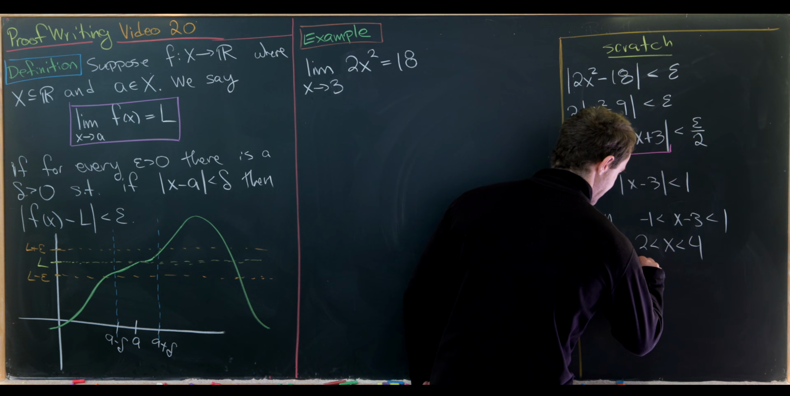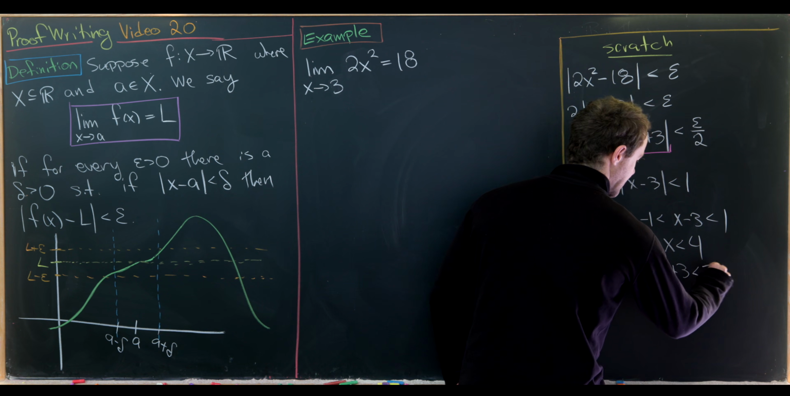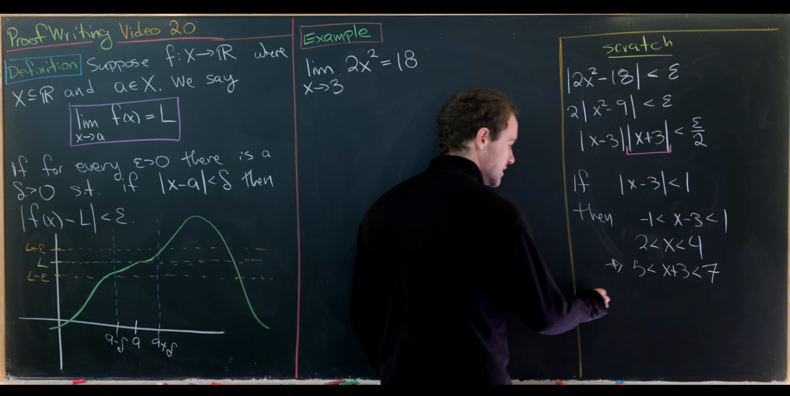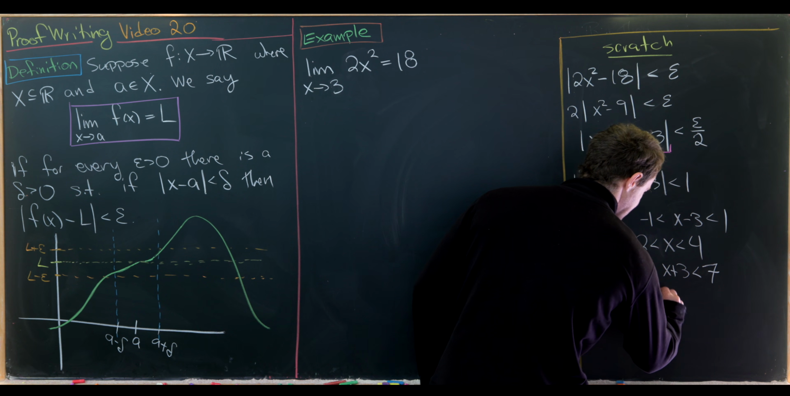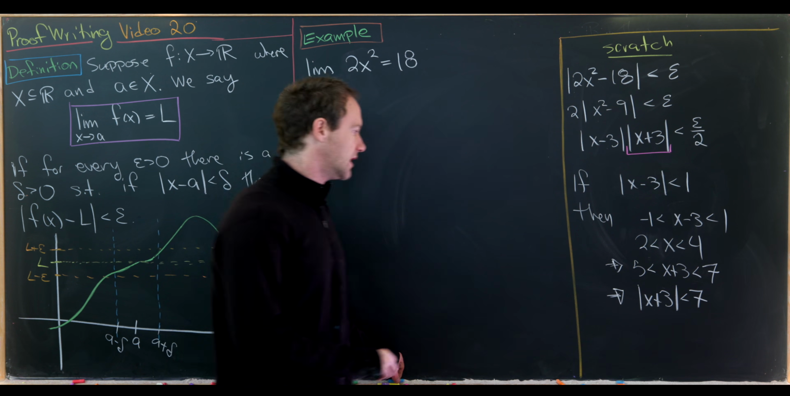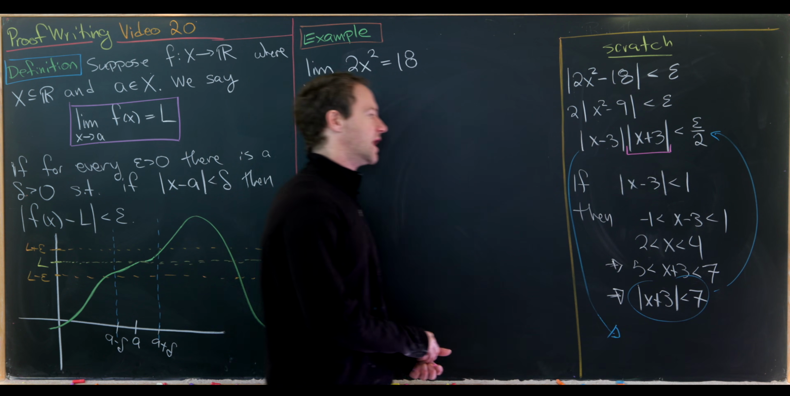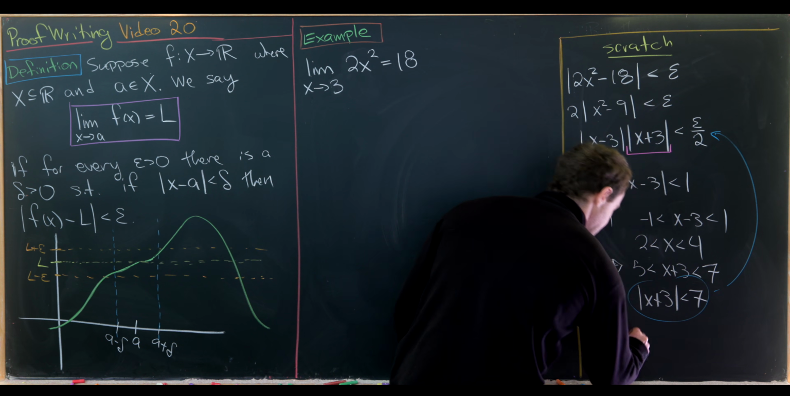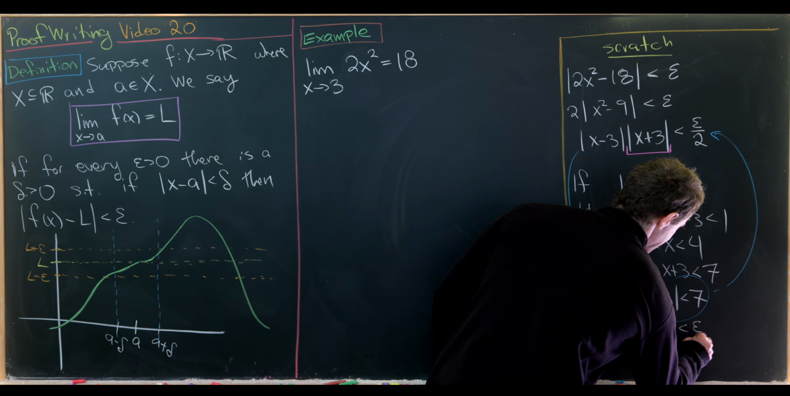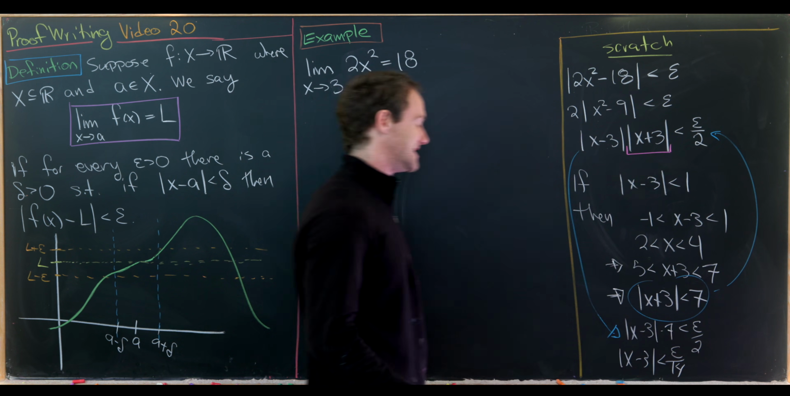Notice this means that 5 is less than x plus 3, which is less than, let's see, add 3, we have 7. But now taking the absolute value here doesn't really do anything. Notice this means that the absolute value of x plus 3 is less than 7. Okay, but now plugging this into our inequality that kind of gave us a little bit of pause and then bringing it down leaves us with the absolute value of x minus 3 times 7 is less than epsilon over 2, which means the absolute value of x minus 3 is less than epsilon over 14.